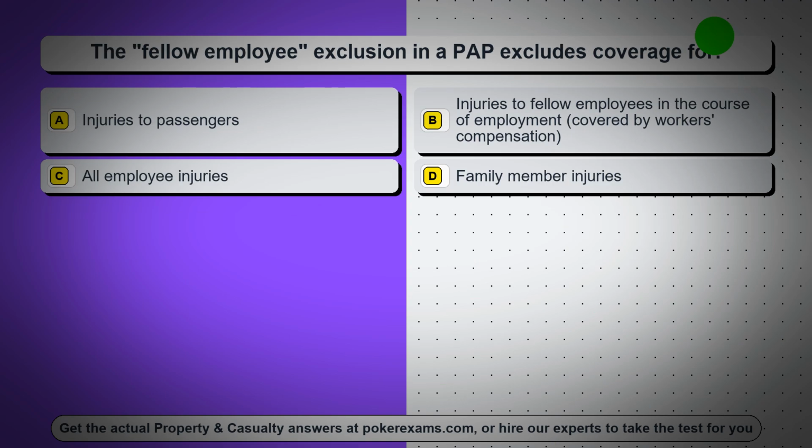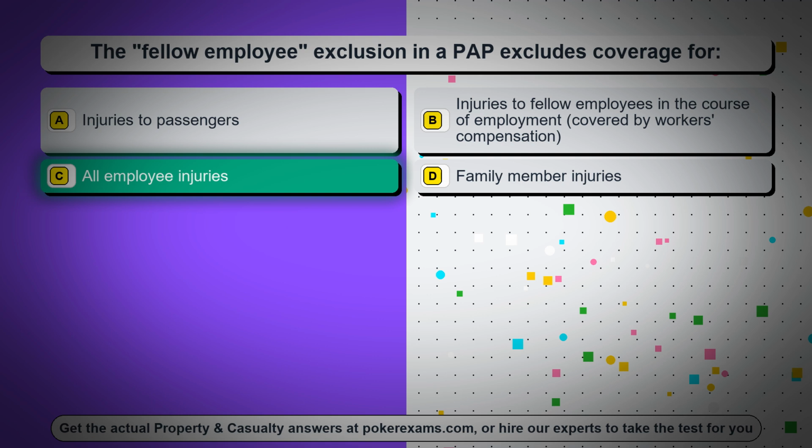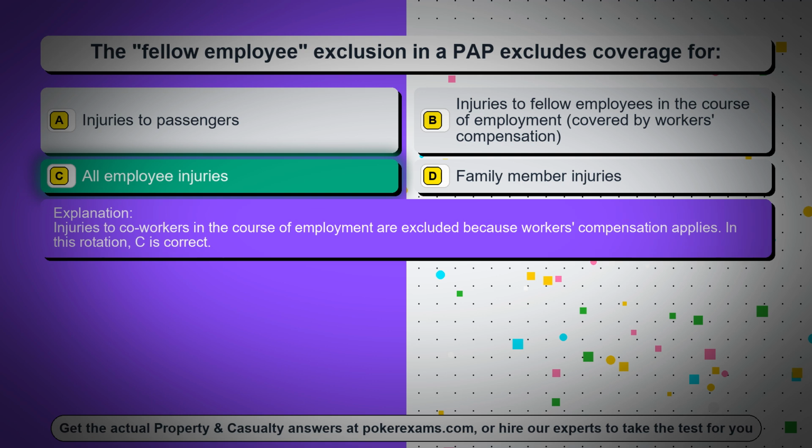Question 83. The fellow employee exclusion in a PAP excludes coverage for: option A, injuries to passengers; option B, injuries to fellow employees in the course of employment, covered by workers' compensation; option C, all employee injuries; option D, family member injuries. The correct answer is option C, all employee injuries. Injuries to coworkers in the course of employment are excluded because workers' compensation applies. In this rotation, C is correct.